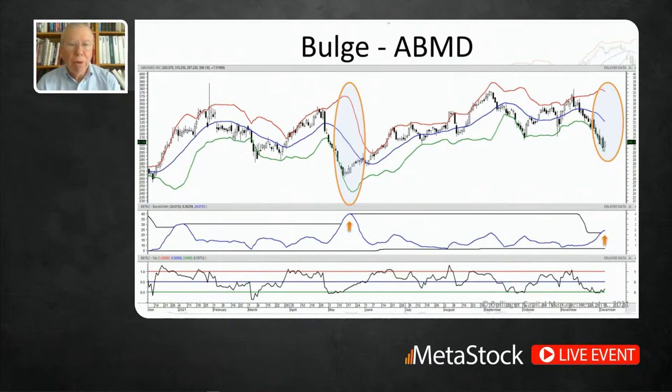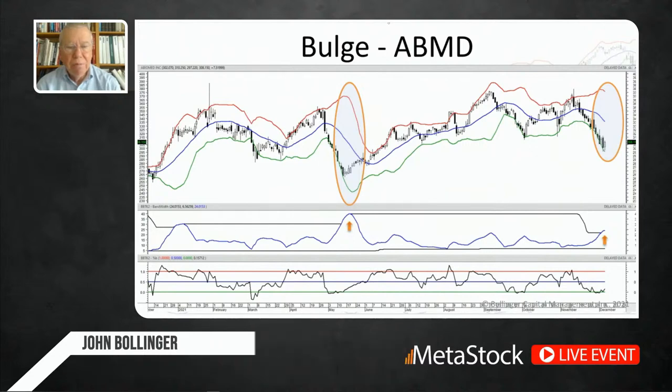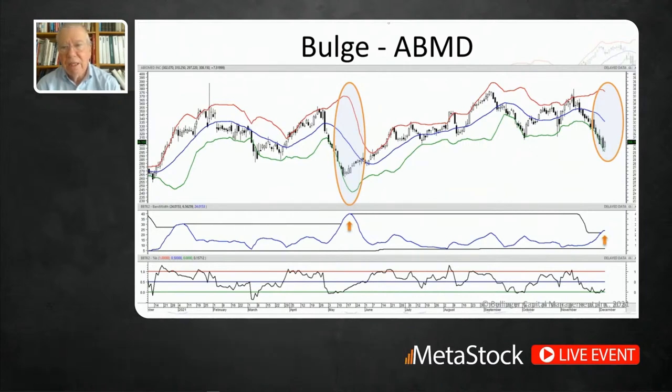So here's a couple more bulges. Show you how bulges mark the end of trends. This is ABMD. And we had on the left, in the left pattern, a very strong decline. And you can see bandwidth turning down, marking the end of that decline. And then recently, ABMD had another big decline, and bandwidth is walking up the upper band, and I believe just turned down yesterday, marking the end of the decline in ABMD.